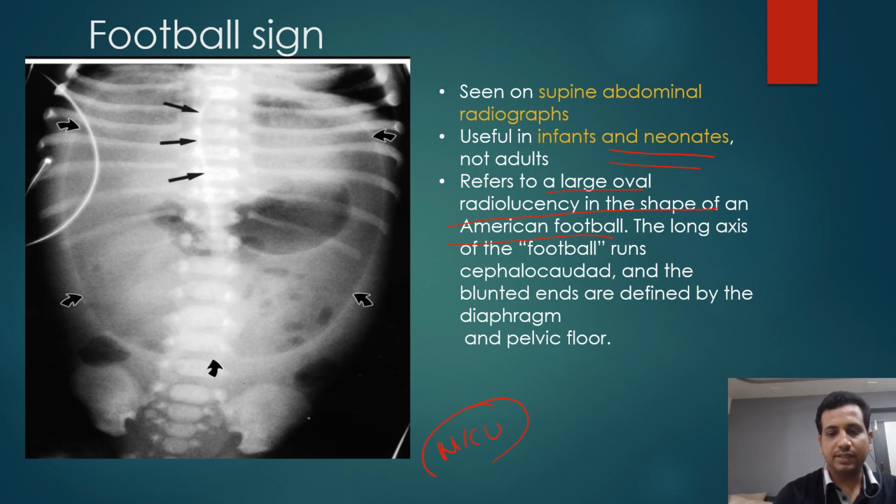The blunted ends are defined by the diaphragm and pelvic floor. The diaphragm will make the upper end of the football, and the pelvic floor will make the lower end. Here the falciform ligament will make the upper suture, and the medial umbilical ligaments, which are not seen properly in this radiograph, are compared to the sutures in an American football. So this is the football, this is the falciform ligament, and these are the median and medial umbilical ligaments. The same thing, the falciform ligament being made prominent because of the air outlining it, is also called the falciform ligament sign. That is also an important sign to detect pneumoperitoneum.